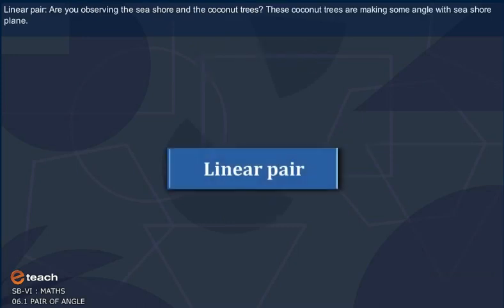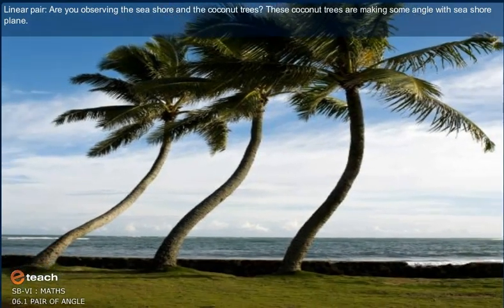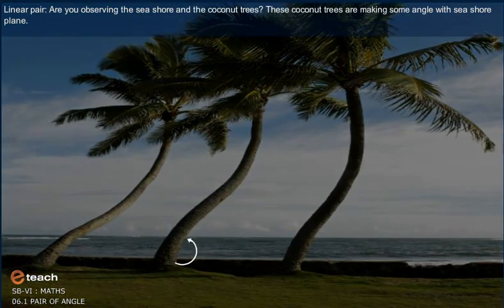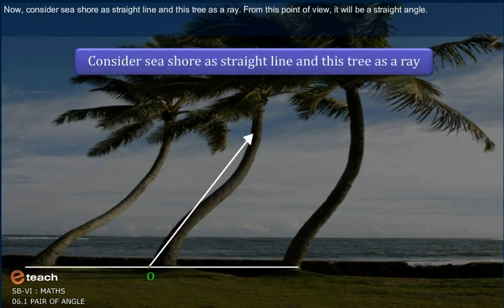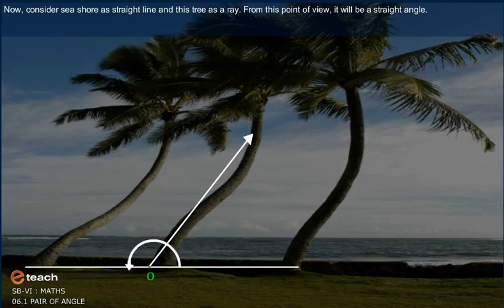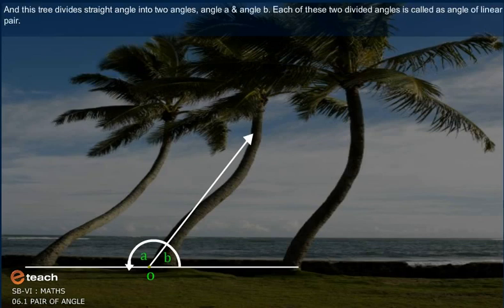Linear pair. Are you observing the seashore and the coconut trees? These coconut trees are making some angle with the seashore plane. Now, consider the seashore as a straight line and this tree as a ray. From this point of view, it will be a straight angle. And this tree divides the straight angle into two angles, angle A and angle B.